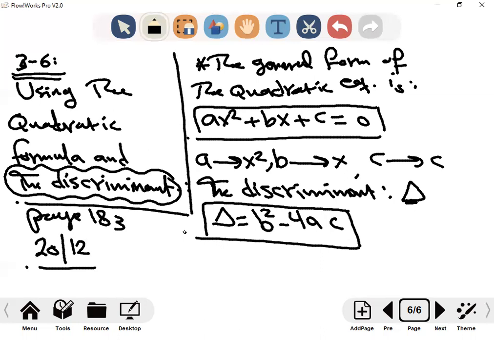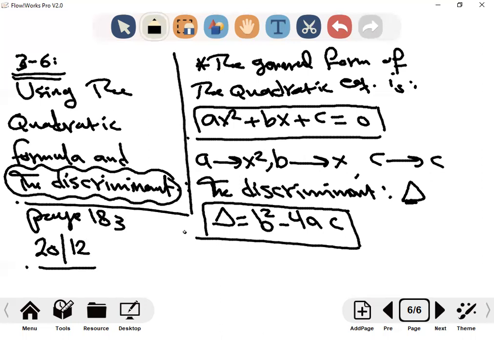What's b? The coefficient of x. What's a? The coefficient of x power 2. What's c? The free term, right? Now, after you find delta, delta is a number, right? Because a, b, c are numbers. So delta will be a number. Delta can be positive, can be negative, or can be zero.